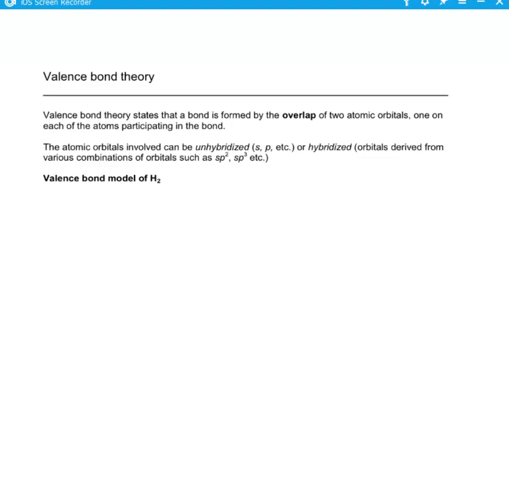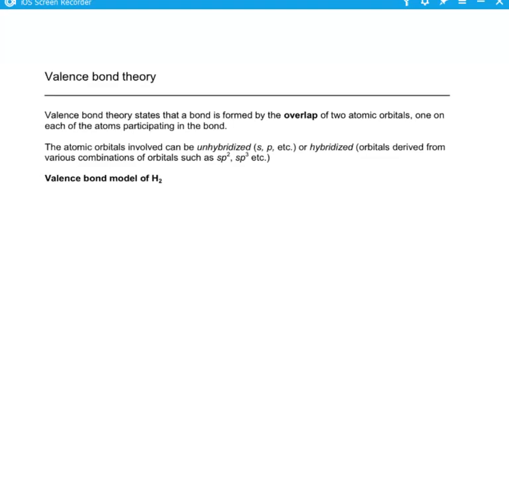The premise of valence bond theory is that bonds are formed by overlapping atomic orbitals. So you have an atomic orbital on one atom that has an electron in it, and an atomic orbital on another atom, also with one electron in it. Those two orbitals overlap, and then the electrons are shared between the nuclei of those two atoms, and that's what makes the bond. Now we could be talking about unhybridized atomic orbitals, so s or p, or hybrid atomic orbitals like sp, sp2, or sp3. It doesn't matter. Valence bond theory will treat them all the same way.